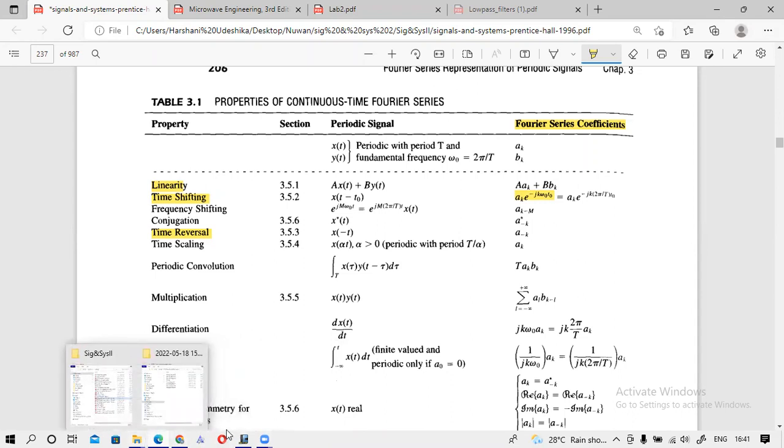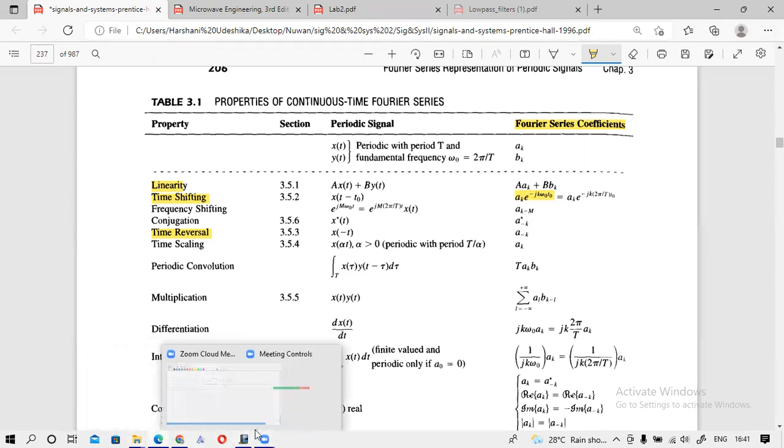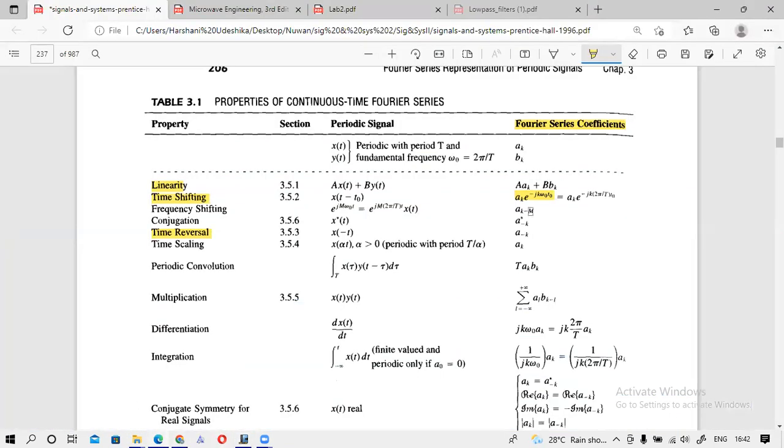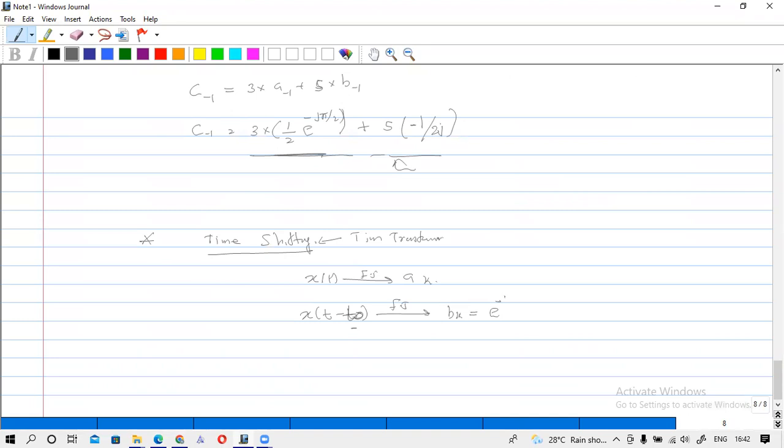You will get some exam related questions related with these properties, with these three properties mainly. So what is the ak? Here the coefficients, let's say that it is bk, that is equal to e to the power minus jk omega naught t multiplied by ak.